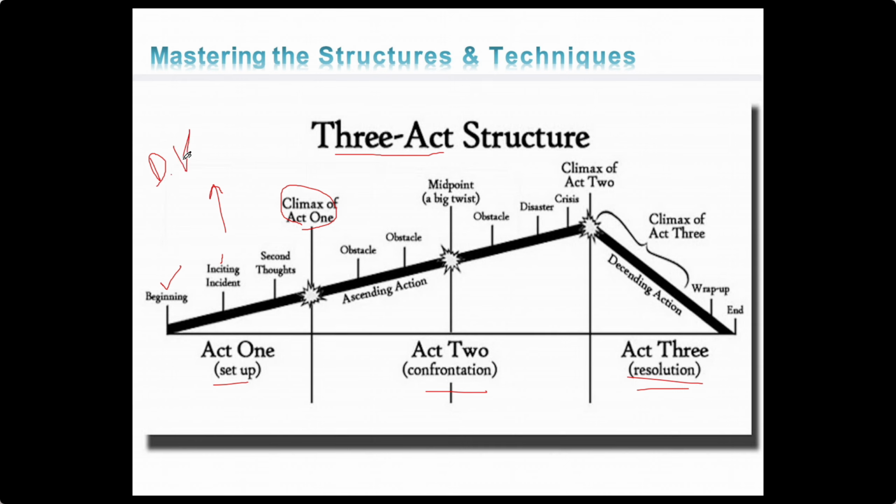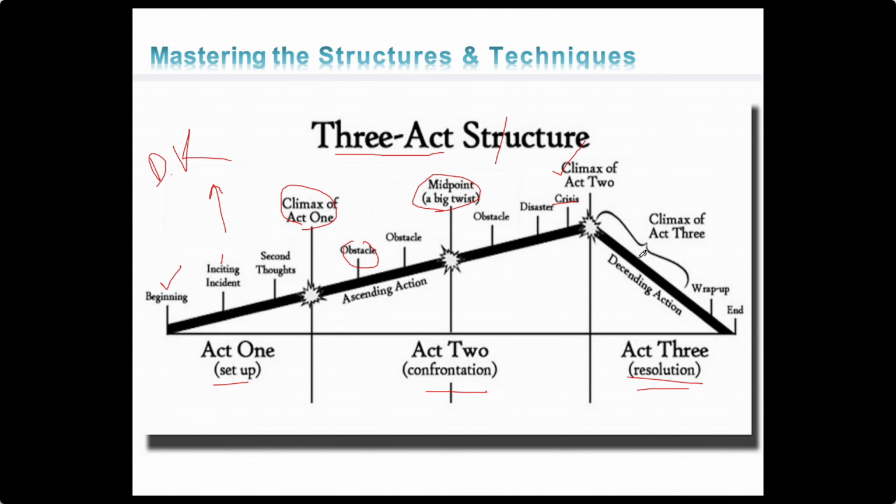Act 2. Confrontation. Middle. The hero faces obstacles. A midpoint twist changes things. Crisis occurs. Ends with a climax. Example: Joker's chaos peaks. Rachel dies, Dent turns evil.